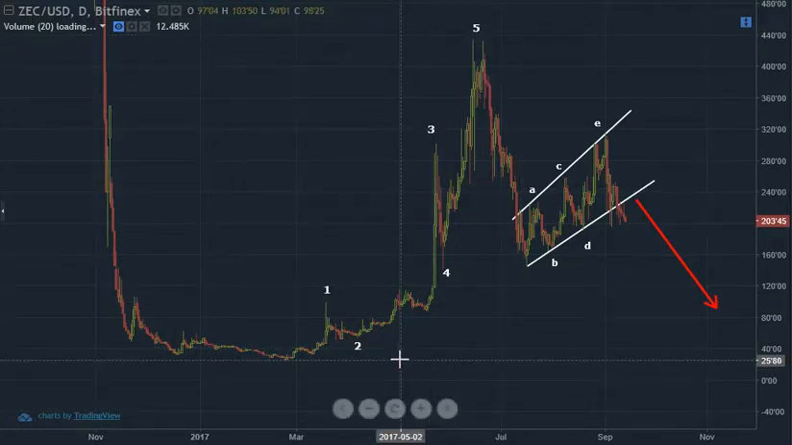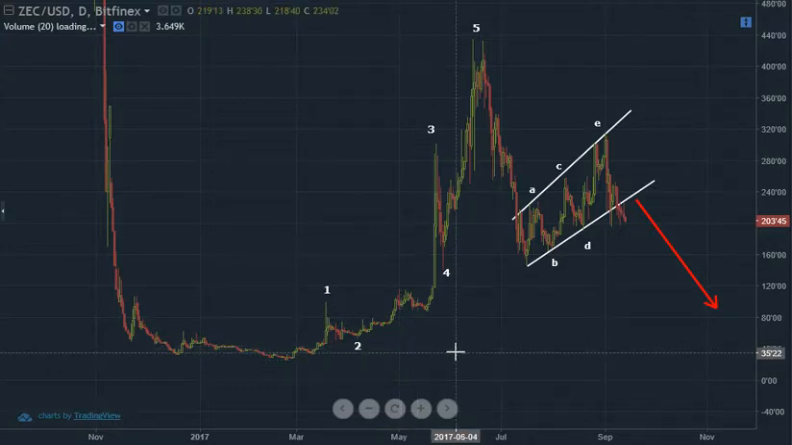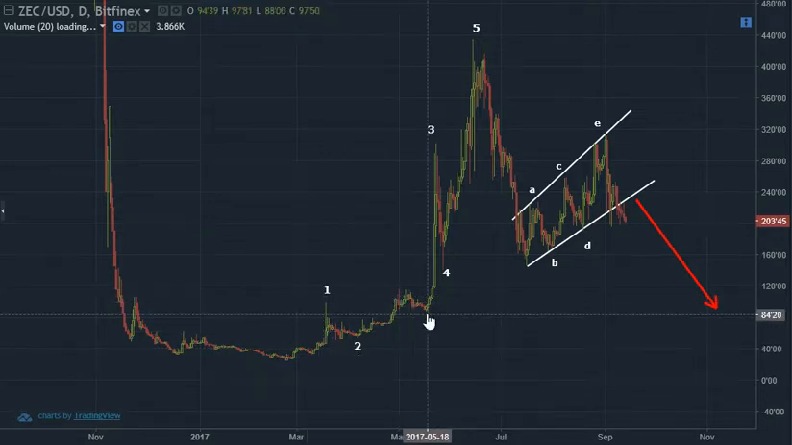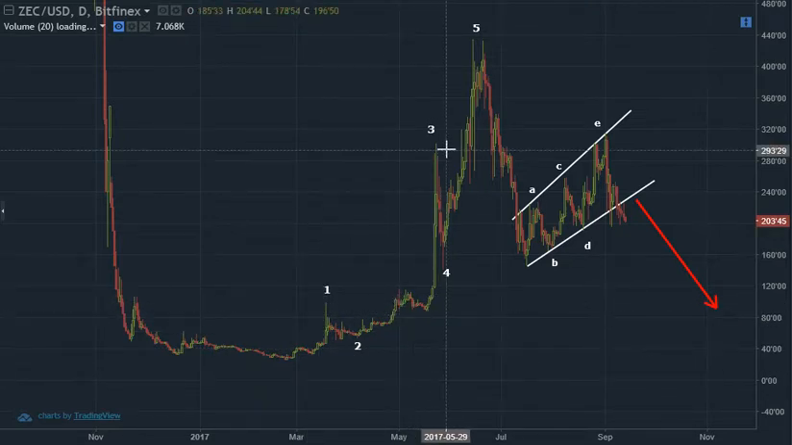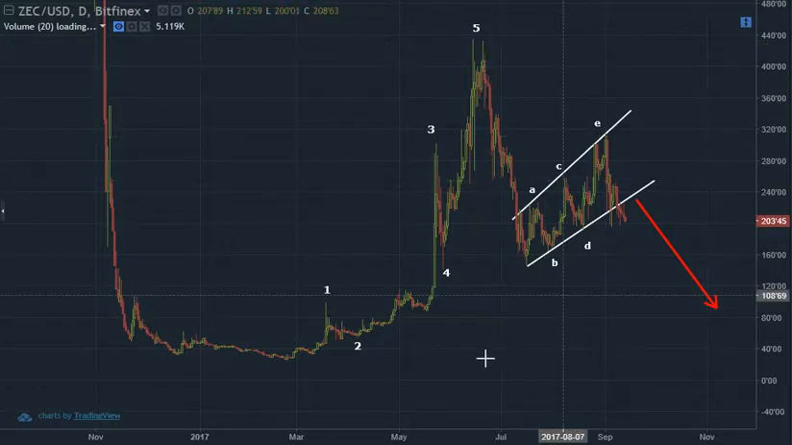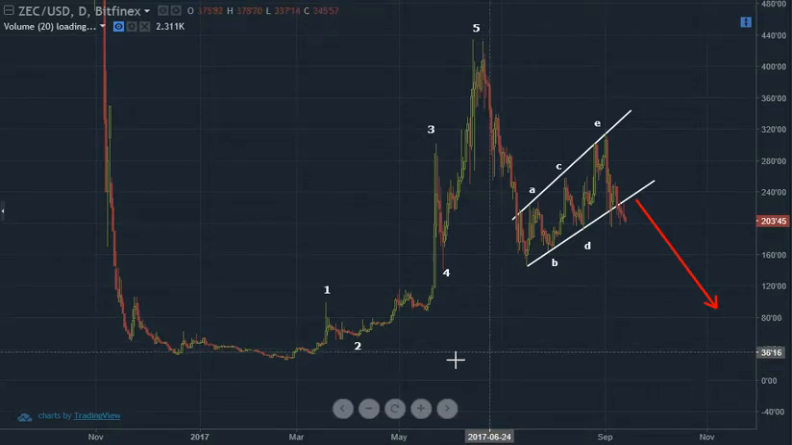Some new people to Elliott Wave might be tempted to say 1, 2, 3, 4, and then they say, well, there's too many peaks, and they get confused. It's very understandable. Happens all the time. There are certain rules you have to follow.